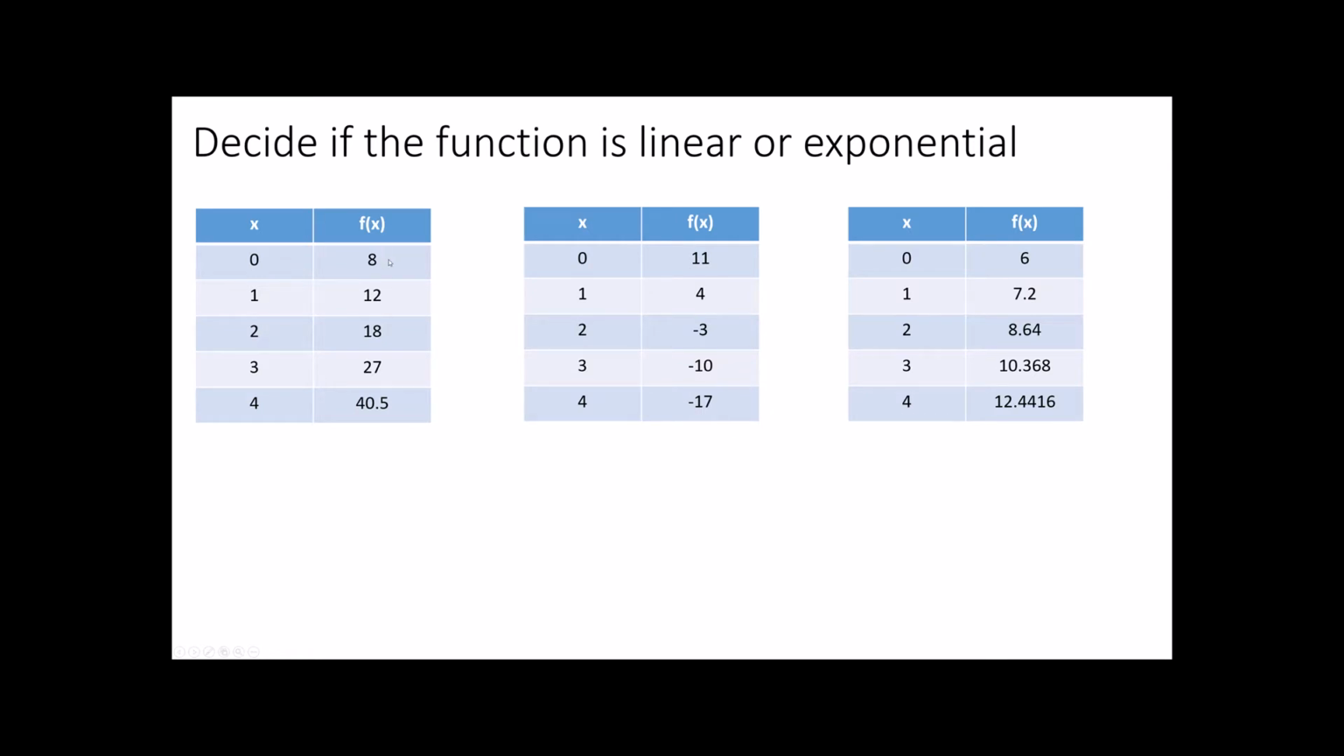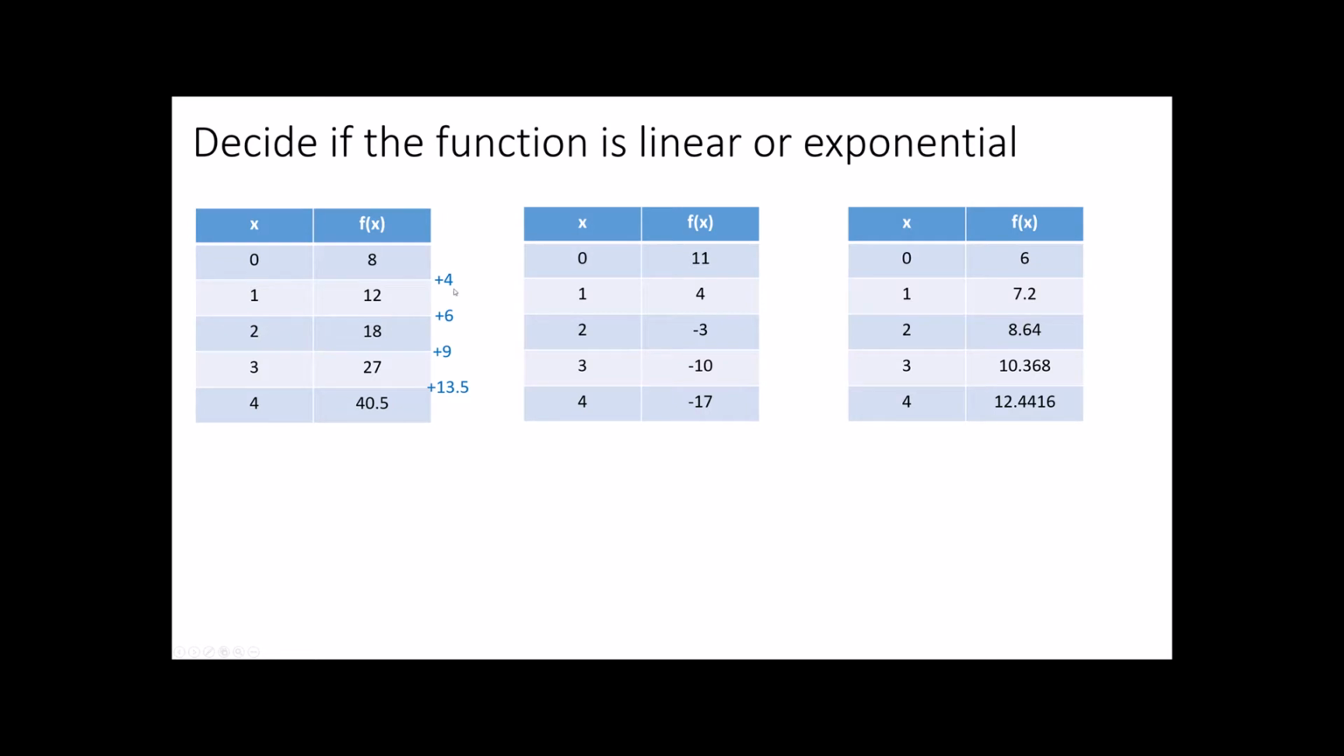So let's look at the rate of change here in this first table. We start off with an 8, and we become a 12. That's a growth of 4. The 12 turns into an 18, which is a growth of 6. And then 18 turns into a 27, which is a growth of 9, and 27 turns into a 40.5, which is a growth of 13.5.